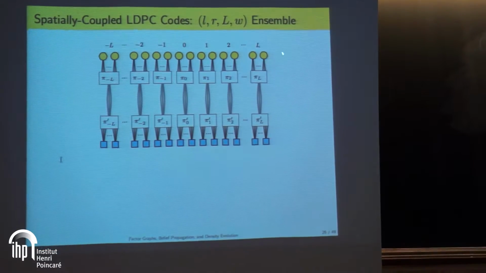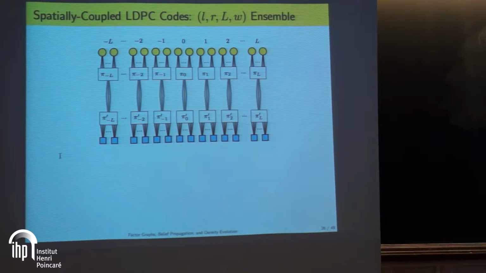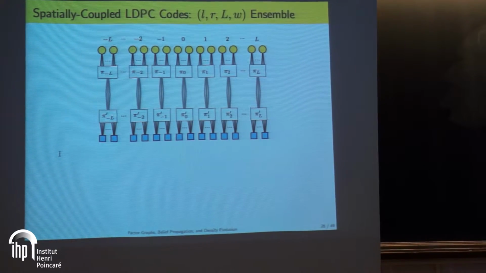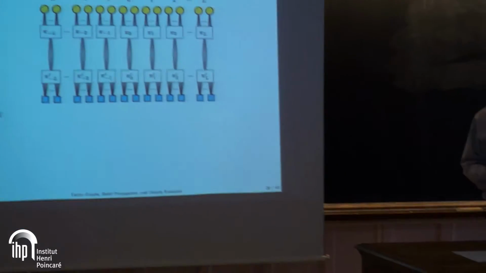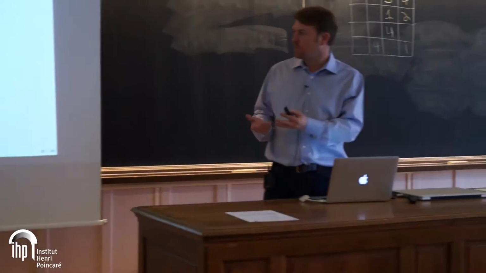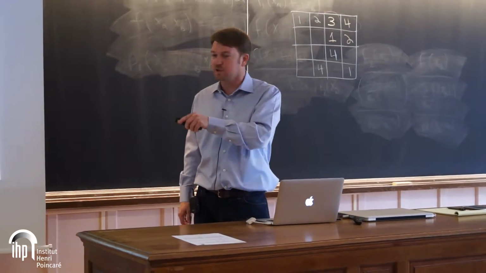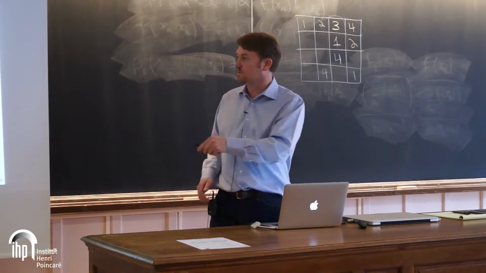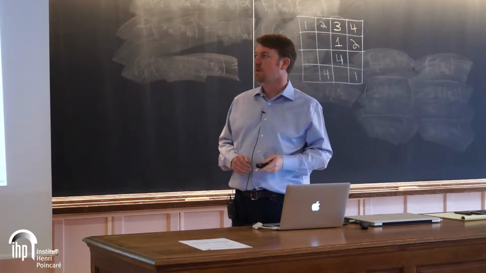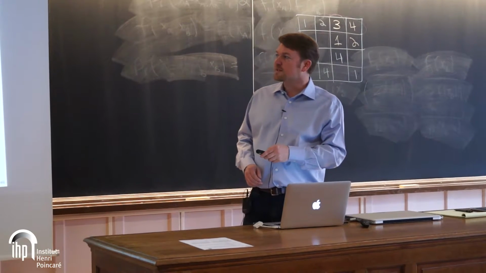So we have from minus L to L are these positions in space. So we have 2L plus 1 copies of these random codes. And at this point, of course, whatever the expected performance of one code is, that's what the expected performance is of all these in a random sense. But what we want to do is mix the edges slightly.